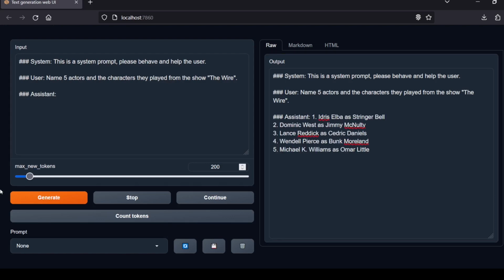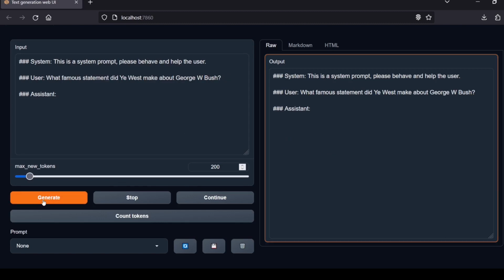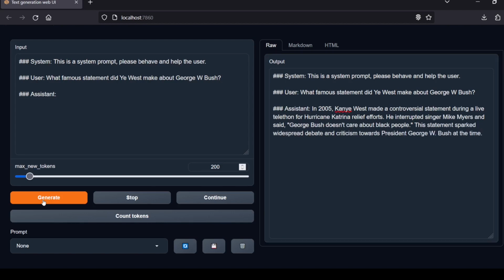The model correctly named 5 actors and corresponding characters from The Wire TV series. Lab rating, pass. Next question. What famous statement did Kanye West make about George W. Bush? It correctly recalled Kanye West's controversial "George Bush doesn't care about black people" comment during the 2005 Hurricane Katrina telethon. Lab rating, pass.